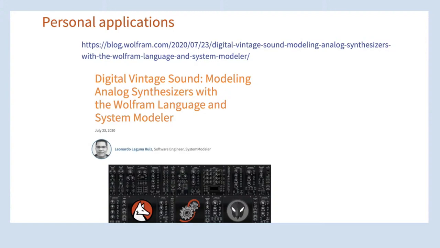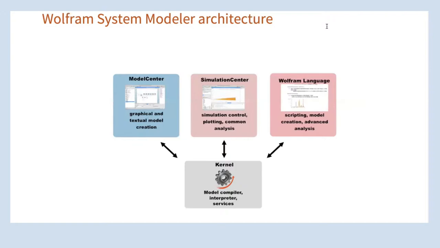Okay, so this is the architecture of System Modeler. It consists of a central part that we call the kernel, which is the model compiler. It is also a kind of interpreter, and it provides a bunch of services. This kernel communicates with all these clients. Our clients are Model Center, which is the graphical environment in which you create your models. You can also do textual model creation, etc.